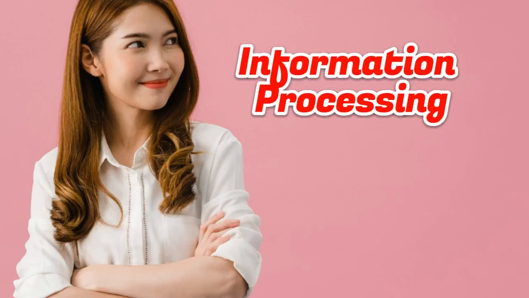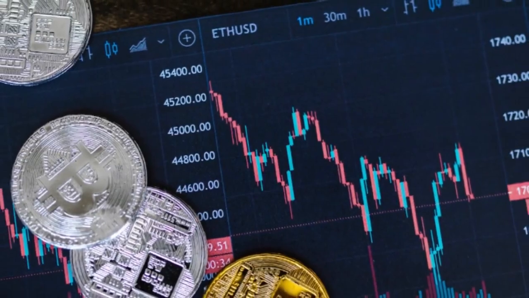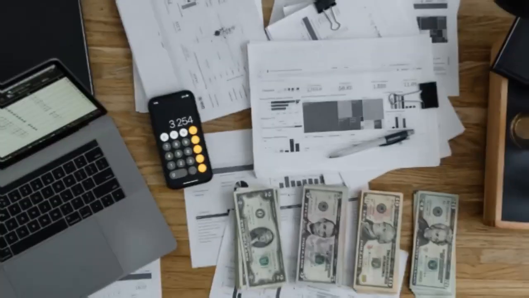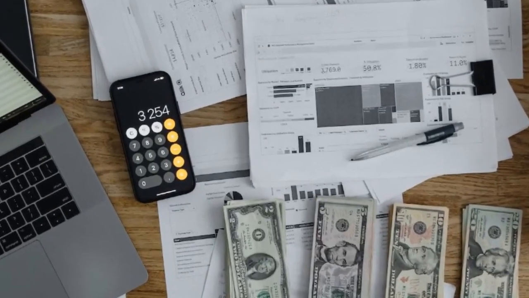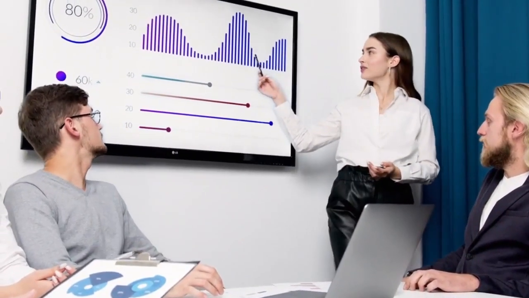Section 5. Information processing. The way investors process and interpret information significantly impacts their behavior in the financial markets. Let's explore some key aspects of information processing in investor decision-making.